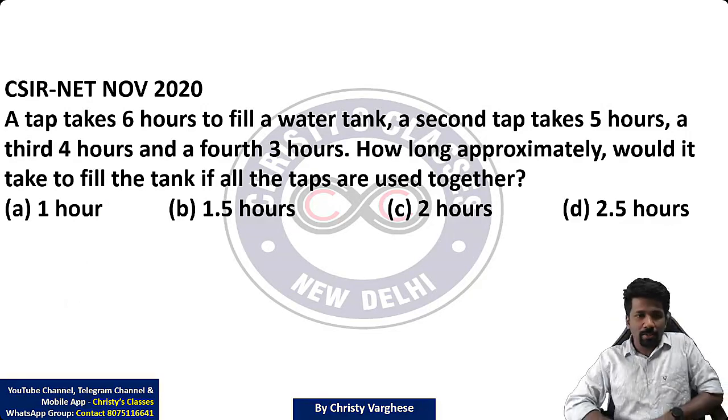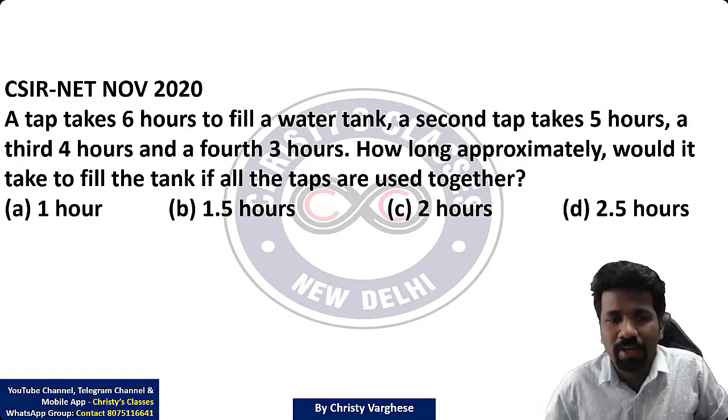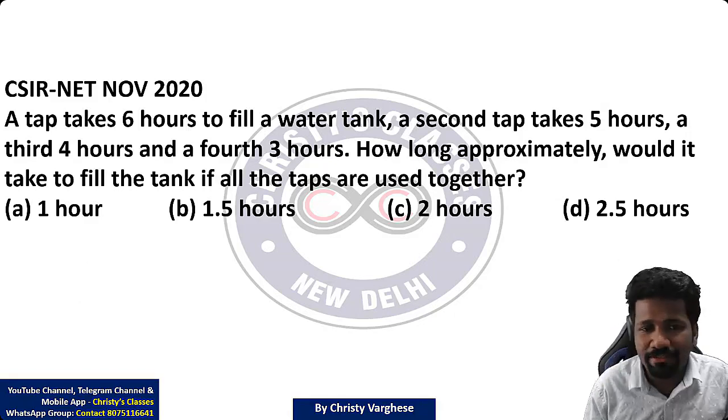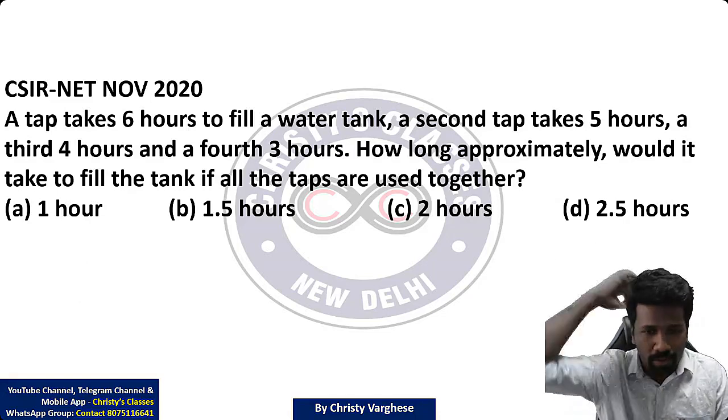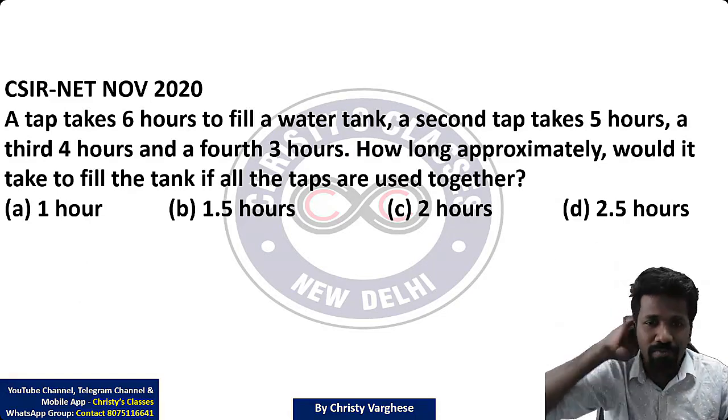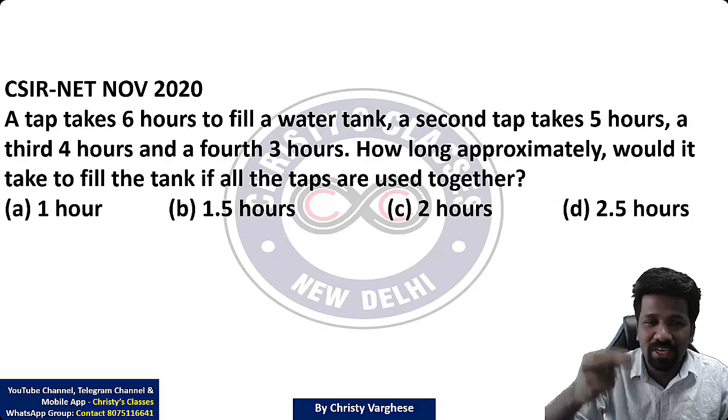Okay, I'll start explaining. A tap takes 6 hours to fill a water tank. Here the work is defined: filling the water tank is the work they are doing. The second tap takes 5 hours to complete the work, that means filling the same water tank. Instead of eating pizza, it is filling the water tank.